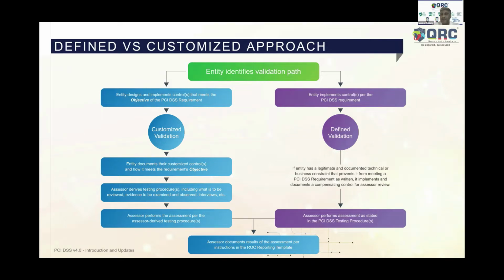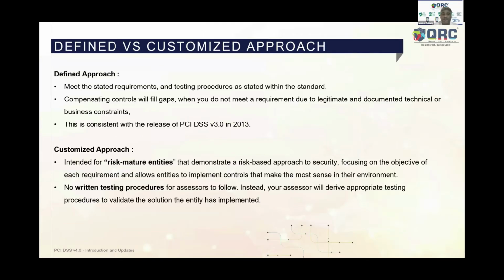So depending on that, the assessor is supposed to use their own testing procedures, or it may be as per what is mentioned in the standard itself. Yeah, so this is generally based on the defined approach. We already discussed that it is the same as 3.2.1. But in the customized approach, the organization depends on the risk appetite and the risk of the particular controls, and they can choose their own methods to protect the specific objectives.